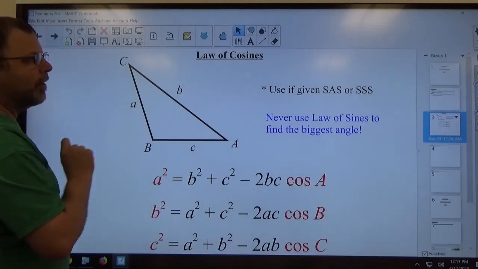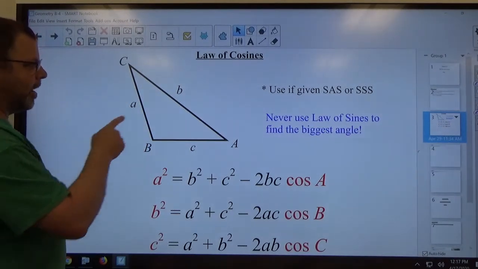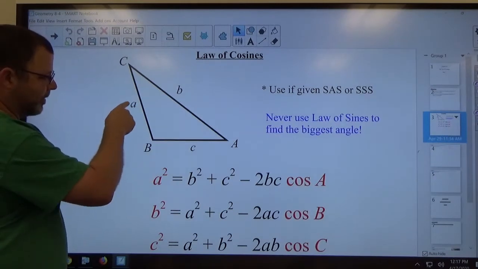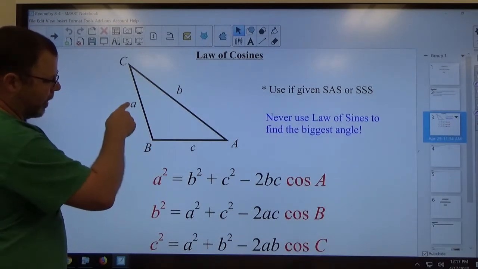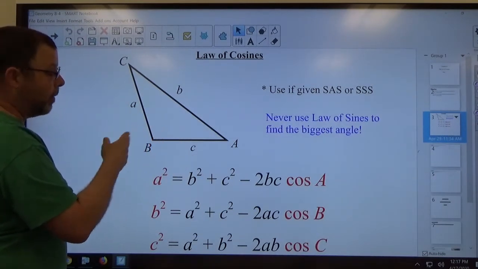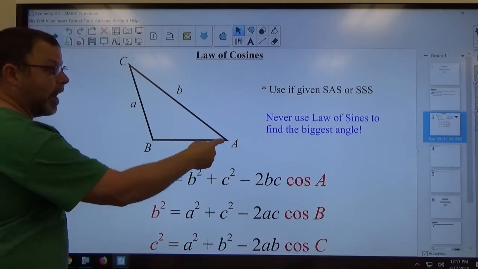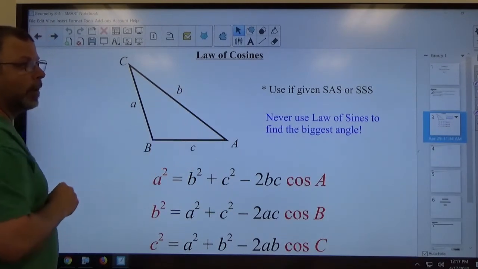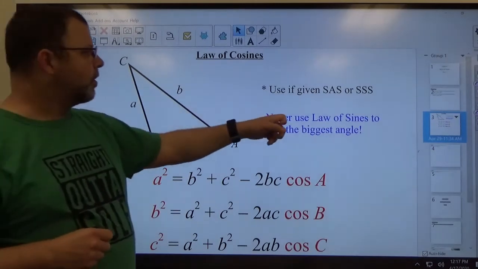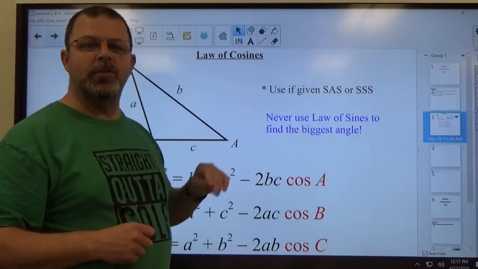It says use it given side, angle, side, or side, side, side. So we know all three sides, or let's say side, angle, side: side A, side C, and angle B maybe, or side B, side C, and angle A. So two sides and the angle between. It says never use law of sines to find the biggest angle, always use law of cosines.